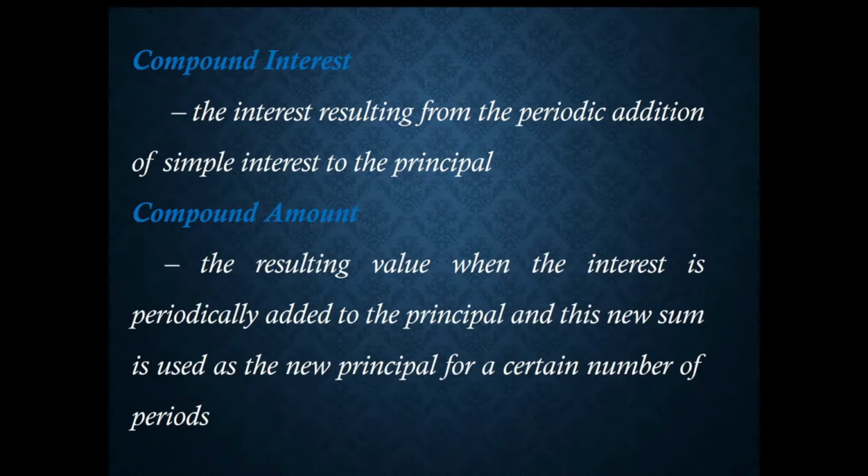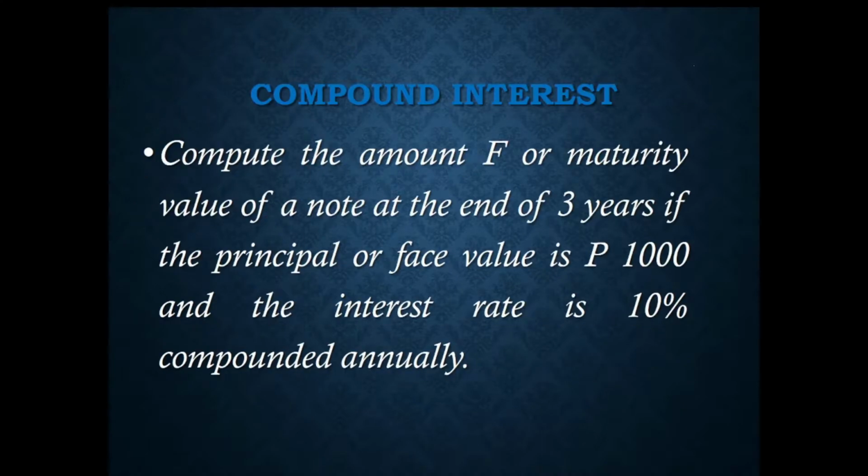Okay, so another term that we need to take note of is the compound amount. The compound amount is the resulting value when the interest is periodically added to the principal, and this is the new sum, and it is used as the new principal for a certain number of periods. So again, as compared to simple interest wherein you have your initial principal and then the rate of interest will affect that given principal, for compound interest, it changes in terms of the different number of periods that you're going to be compounding or putting in your interest with, again, respect to the rate of interest and the principal.